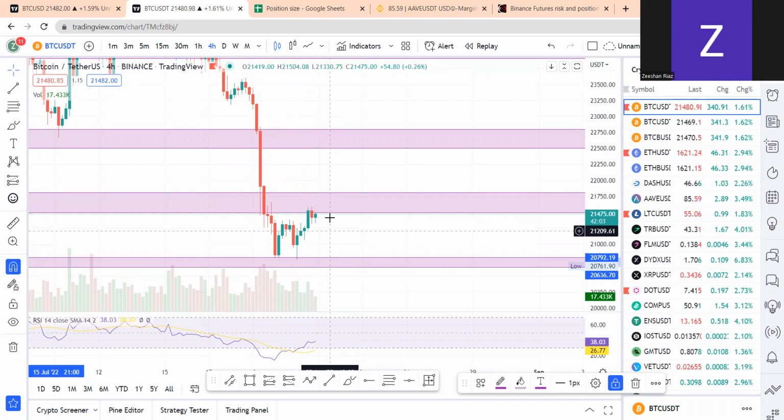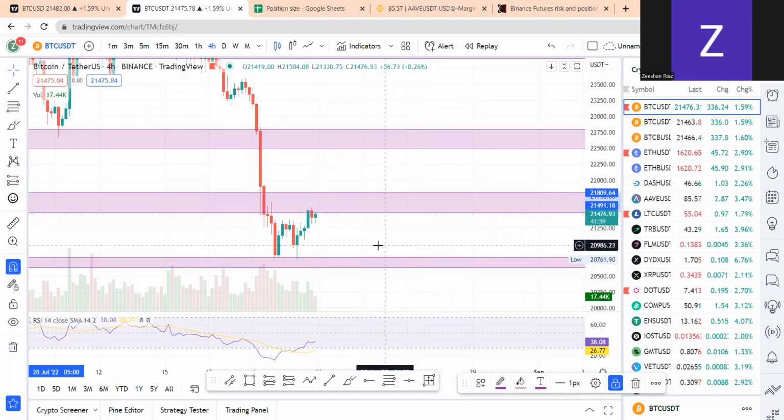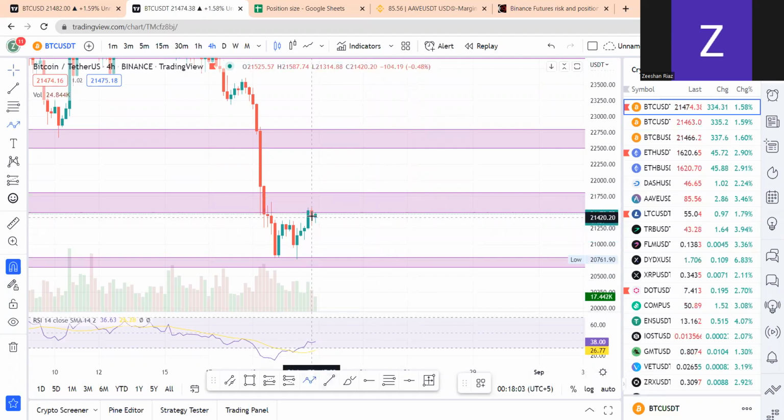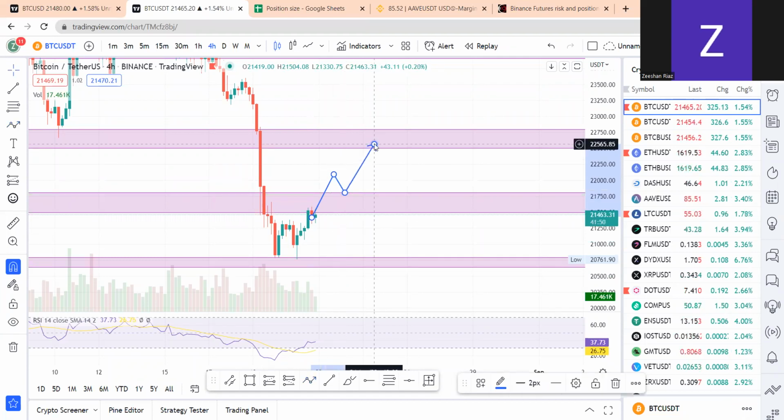Now it is back to testing the resistance zone. So if BTC closes above this resistance, that would be bullish. We'll wait for the pullback, we'll wait for the retest and go long.